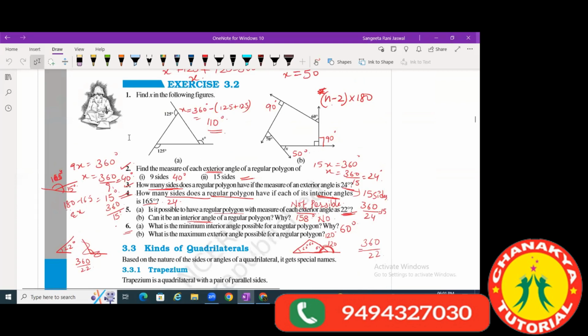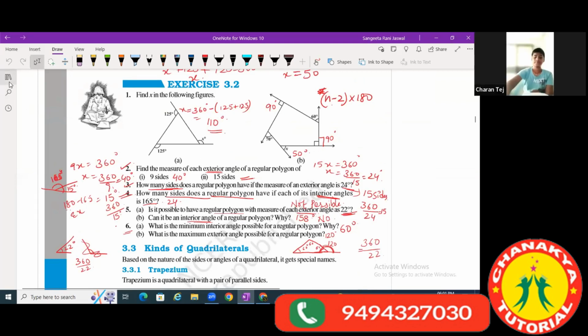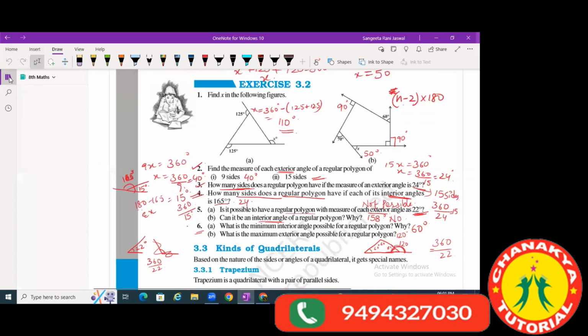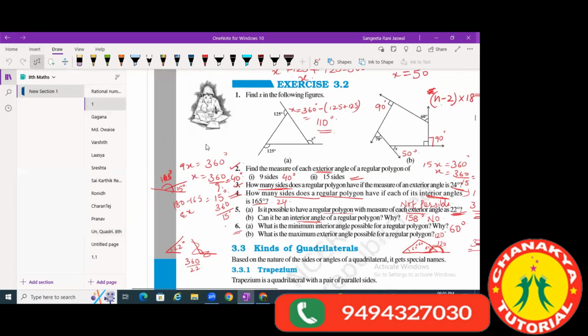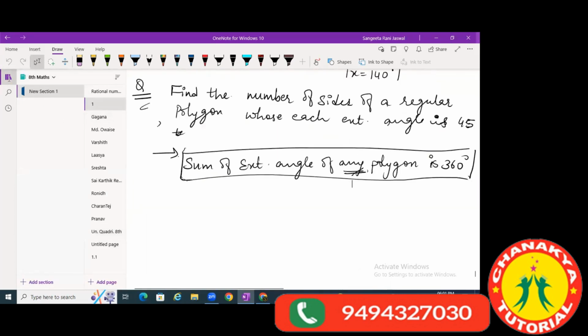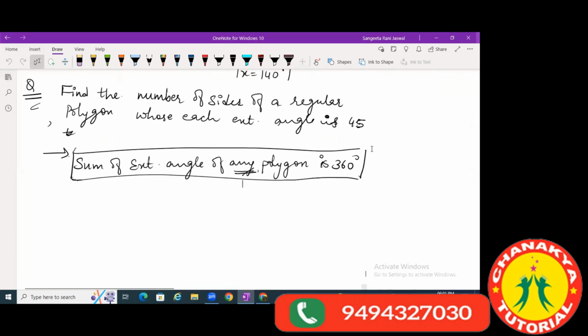Yes, children. Okay. So it's very well done. And if you have any doubt, or anything is not there, then you can let me know, because I know this time the new books have come. So you can tell me all that. But this is there. So the sum of exterior angles of any polygon is 360 degrees. It can be any polygon, right?